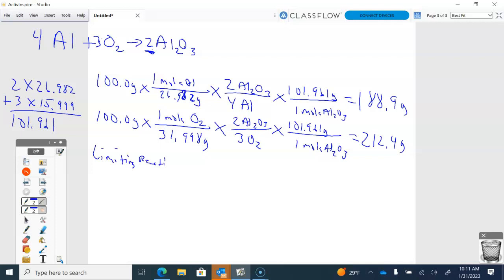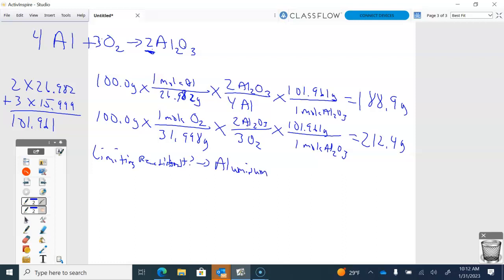Okay, so let me back up a second. Reactant. I can do that. Okay, so question. If I have 100 grams of aluminum, I can make 188.9 grams of aluminum rust. If I have 100 grams of oxygen, I can make 212 grams of aluminum rust. Which one am I going to run out of? The aluminum. Does that make sense? Yes. Okay. So aluminum.